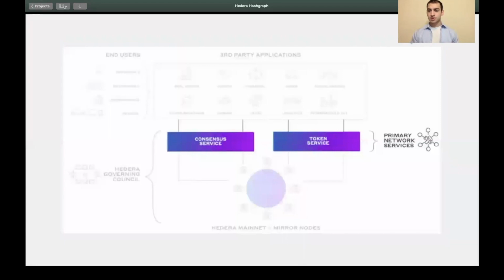Consensus and token services. Hedera enables developers to build their decentralized applications on the network utilizing two main services, the consensus and token services, through an easy-to-use API and officially supported and community-supported SDKs. Let's go over Hedera's consensus and token service.